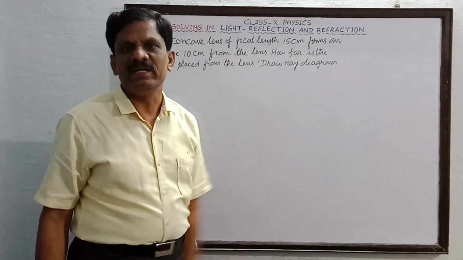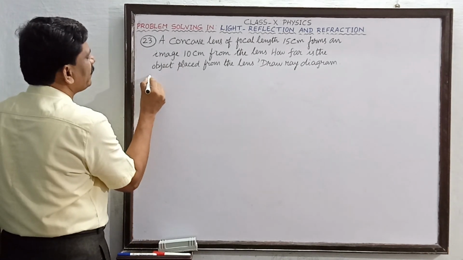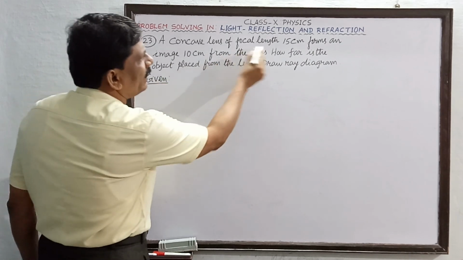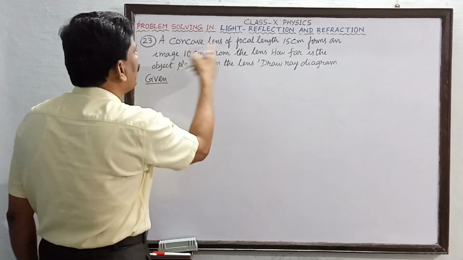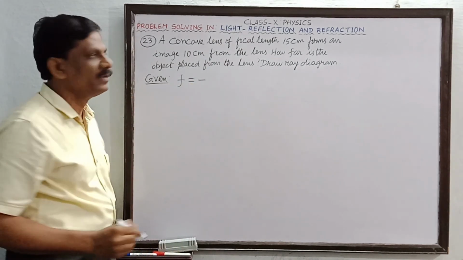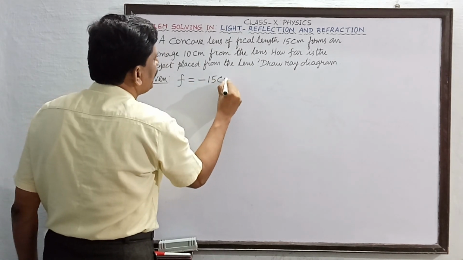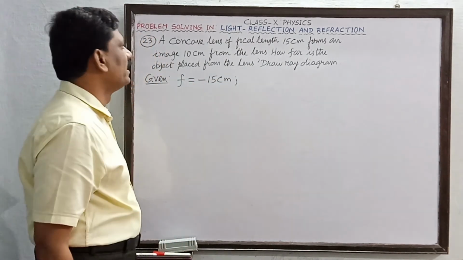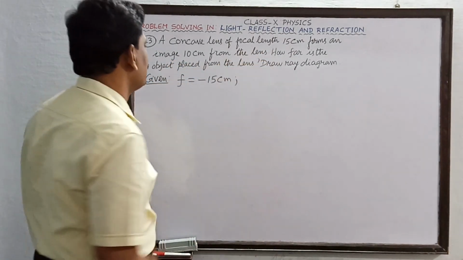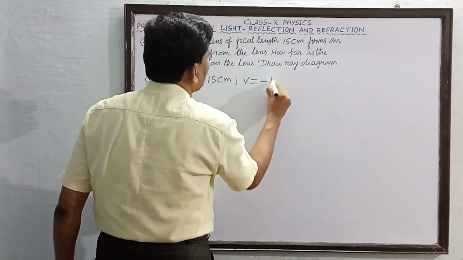That means object distance placed from the lens. Draw the ray diagram. Okay, students, as usual, what are the given quantities? Let us summarize. In this question, a lens of focal length is given. It is a concave lens, so the focal length of a concave lens must be negative. So it is minus 15 centimeter. And what else is given? It forms an image which is 10 centimeter from the lens. So the image distance is equal to minus 10 centimeter.